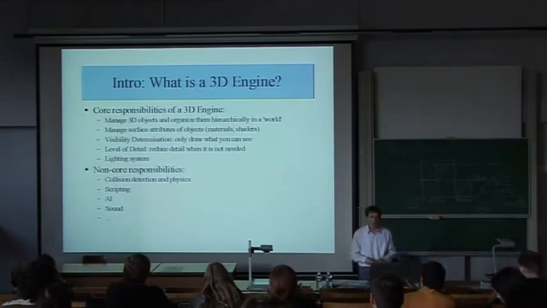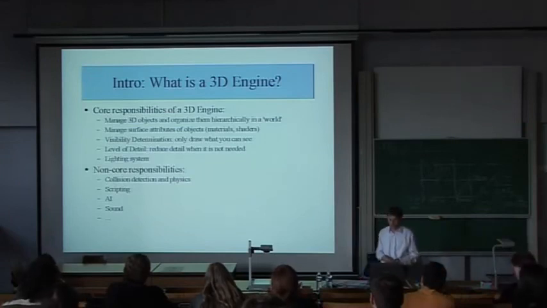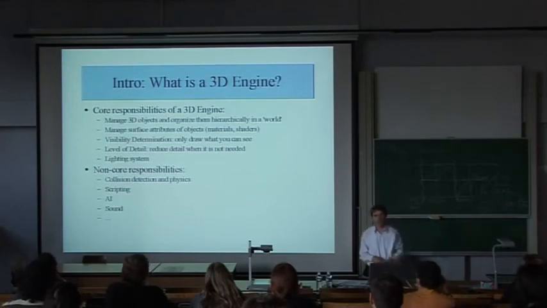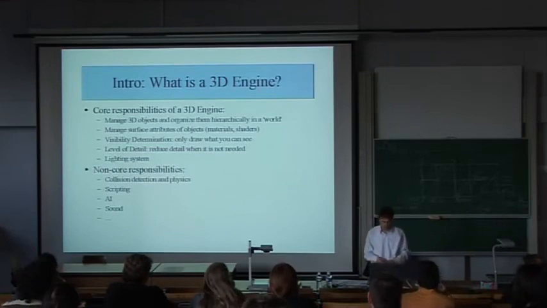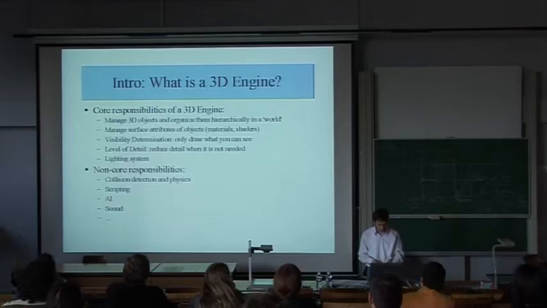A 3D engine also does visibility determination, which means finding out what you should see and what you should render and what is invisible at that point in time. Level of detail: for an object that is very far away, you don't want to render it with all thousands of polygons. That's wasted. And of course, lighting, it's very important too.